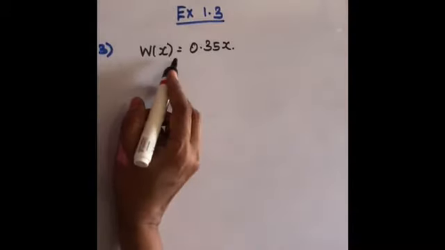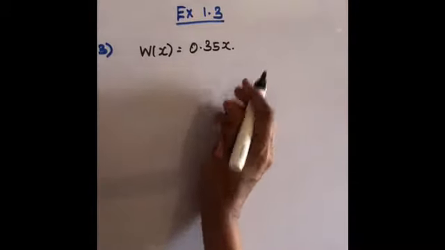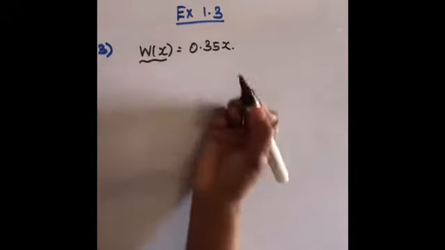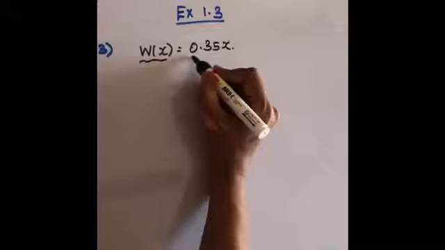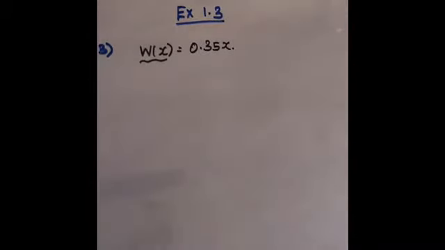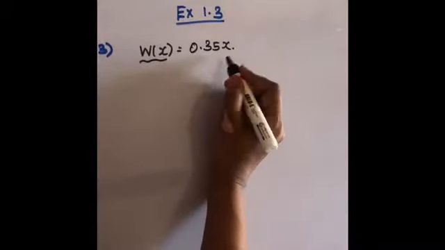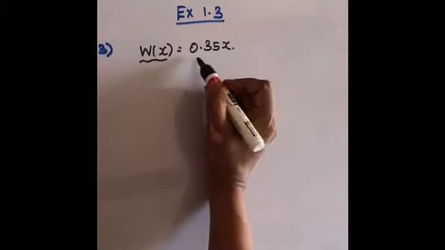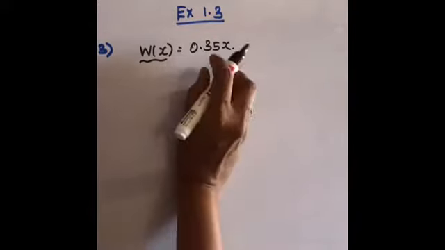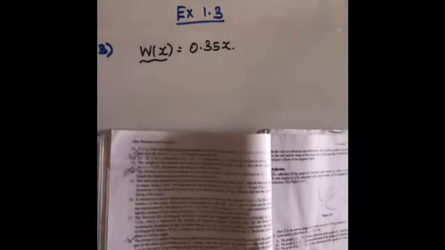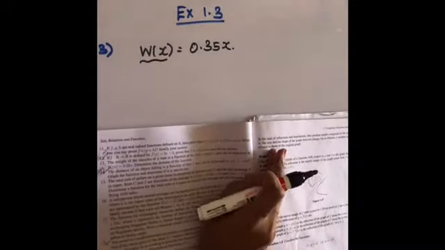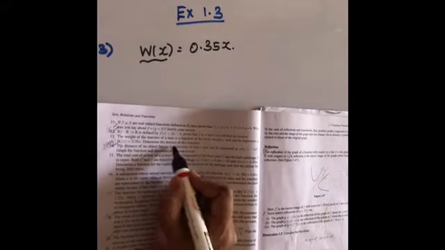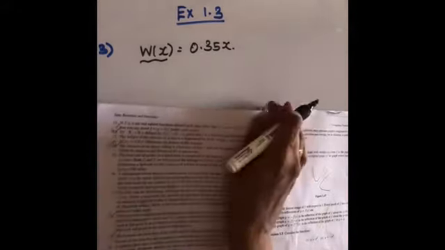So, W of x is equal to 0.35x. It is the weight of the body. Here it is a decimal expression, a decimal function. Here there is no denominator, so we don't need to check the denominator, and it's not a square root as well. But it is the weight of a body. We have to determine the domain of this function.